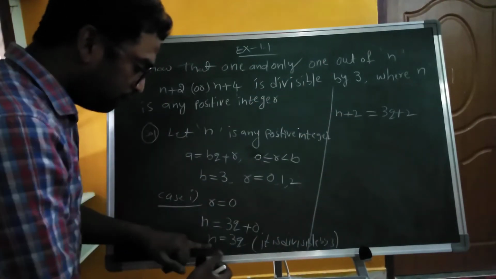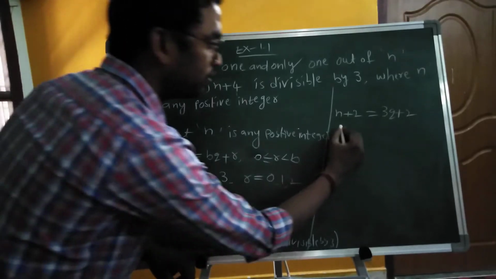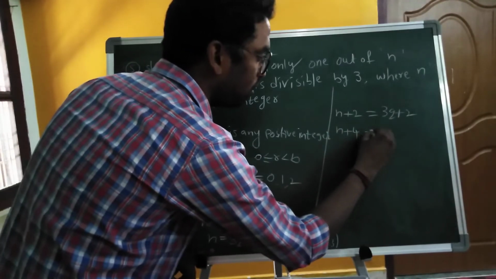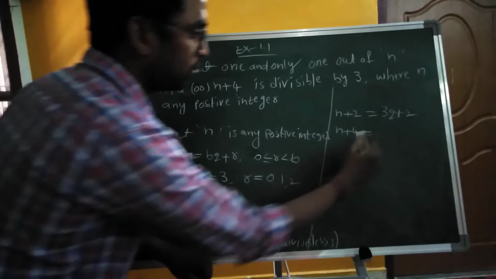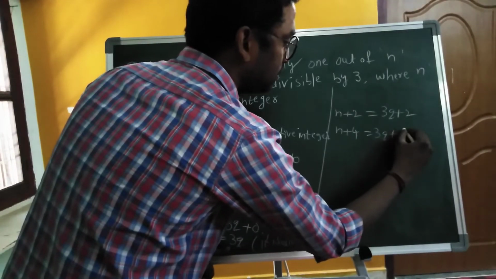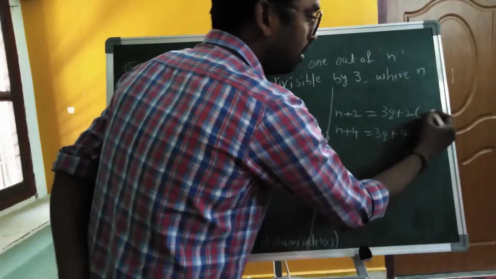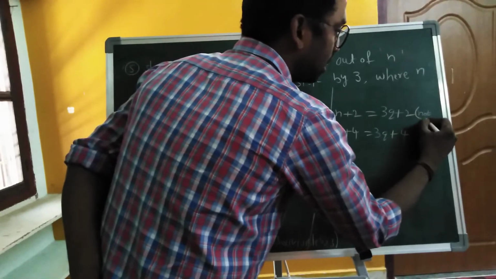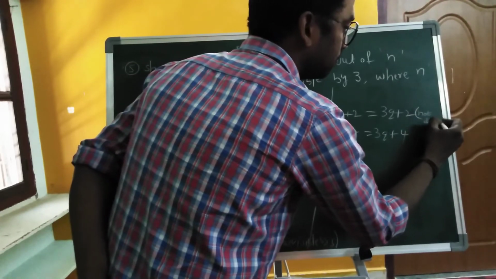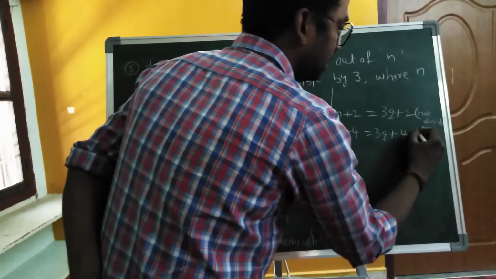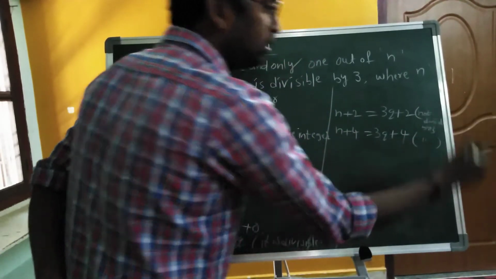Adding 4 on both sides, n plus 4 becomes 3q plus 4. So it is also not divisible by 3. Write down here: not divisible by 3. Here also not divisible by 3.